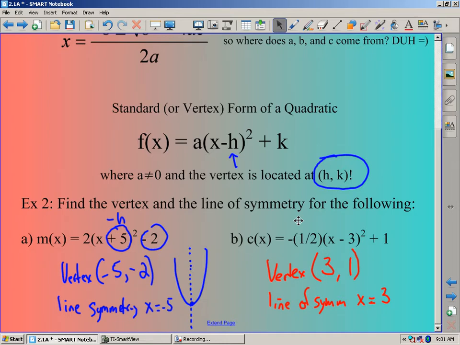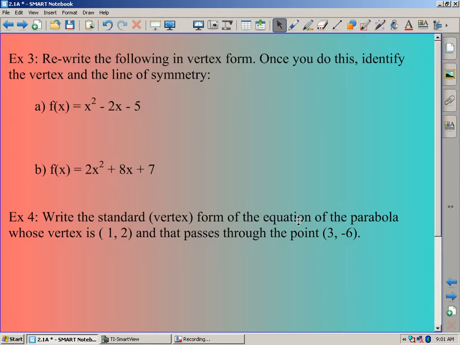Okay, so now it says we're going to write these in vertex form. In order to get them into vertex form, we have to do a little bit of work, and this is where the fun begins. We have to remember completing the square. That's what we're talking about when we deal with these. In order to rewrite it in vertex form, we can then easily identify the vertex and the line of symmetry once we get those, just like we did in the previous example.